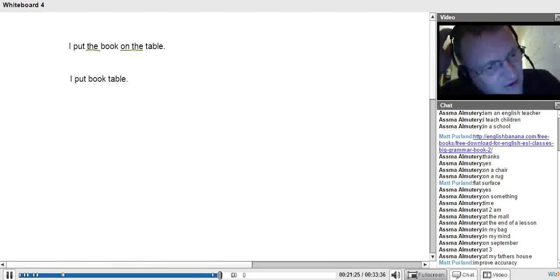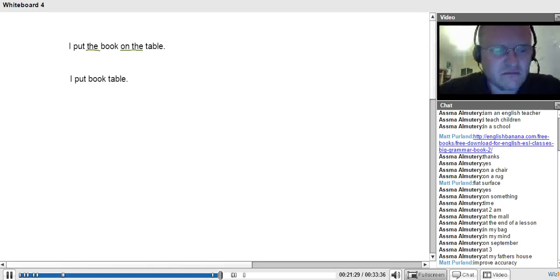Do you understand this sentence now? I put book, table. We might guess the meaning, even by looking at the book on the table. The preposition of place really helps us to know what is going on, what is the relationship between the book and the table and you. You know, the book is on the table because you put it there. You said that. But without these little function words, articles, prepositions, and so on, we really have a lot of problems because we're just left with nouns and verbs. Okay, that's one example.